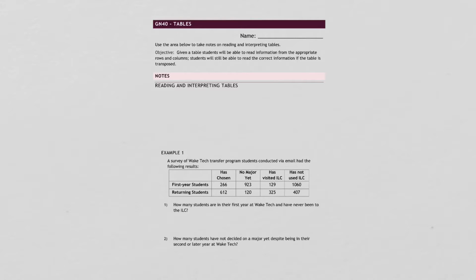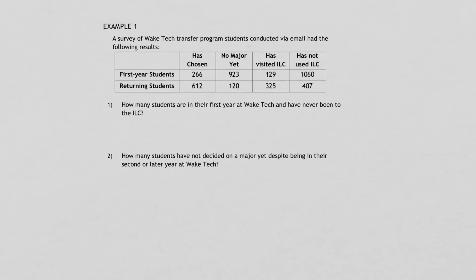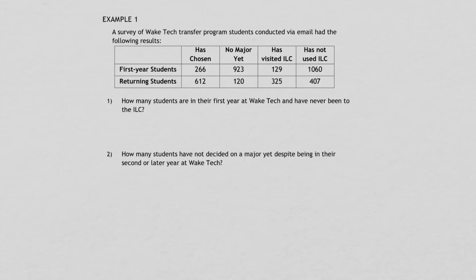These next two sections, we're going to be talking about how to read tables. So, example 1 says, a survey of Wake Tech Transfer Program students conducted via email had the following results. And so we're looking at if they've chosen a major or not, or has visited the ILC.